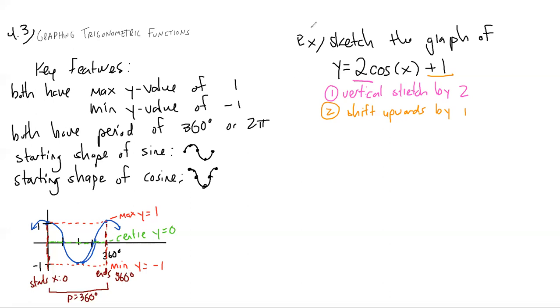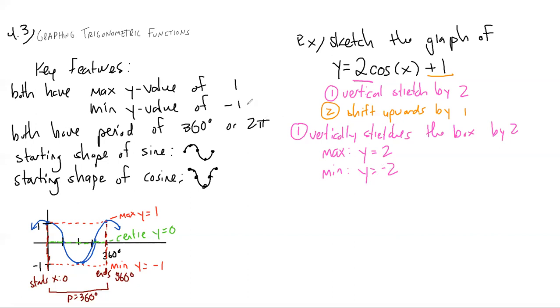So the vertical stretch by 2, instead of thinking of it as that, what it's going to do is stretch the box. So it vertically stretches that box by 2. And so what that's going to do is move the min and the max. So the max is going to become 2, and the min is going to become -2.